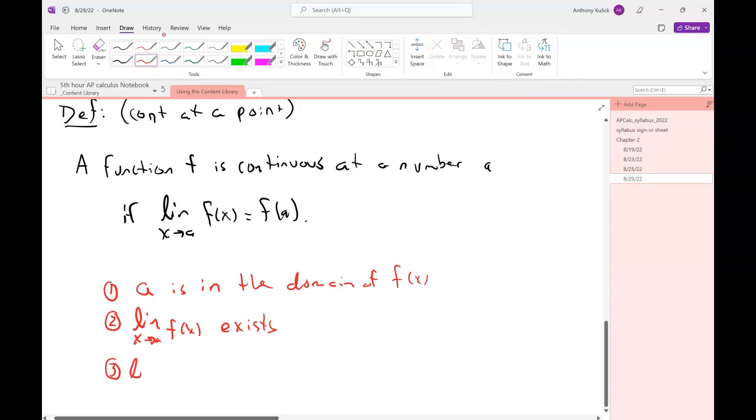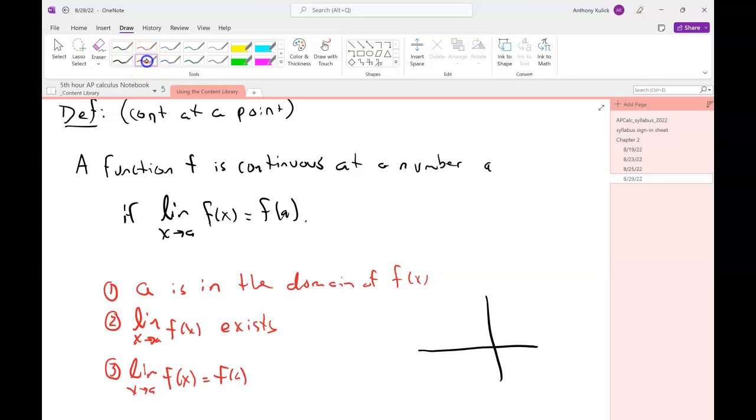And then that it's actually equal to this. So for example, if we were lacking number 1, something like this, we don't want to call continuous, right?